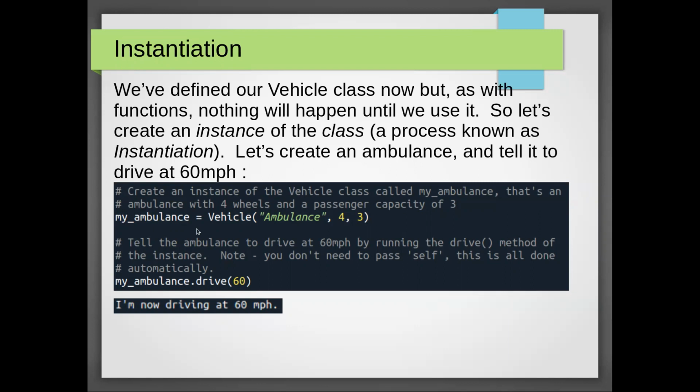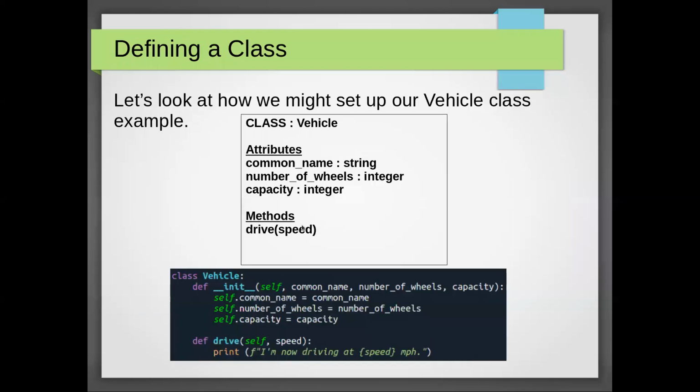So my ambulance is now a copy, an object that I can work with, a copy of that blueprint. Now I've created that, I can do things with it. We've got a method in that class called drive. I can tell my newly created ambulance to drive. The way I do that is I give the name of my object, my ambulance, and then I use the dot notation to say I need to access an attribute or method associated with this object. And so I want to call the drive method within my object, which remember we've defined here.